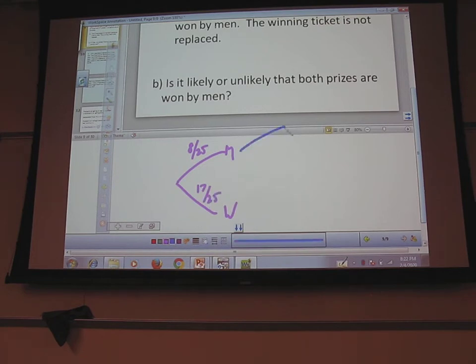Then for the second one, you can pick either a man or a woman. But if I'm here, folks, I've picked somebody, how many people do I have left to pick from? 24. I had 25, now there's only 24 people. How many of them are men? One less. How many is that? 7 out of 24. Now, if you replace them, it stays the same. But we're not replacing them, right? The winning ticket is not replaced.